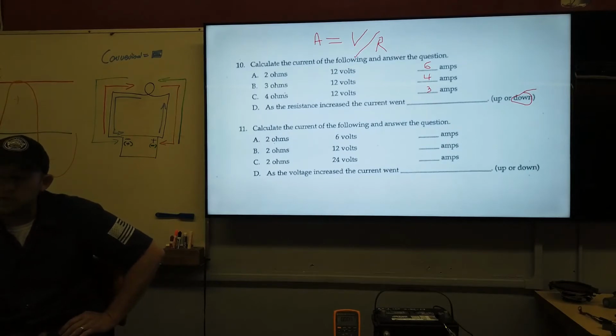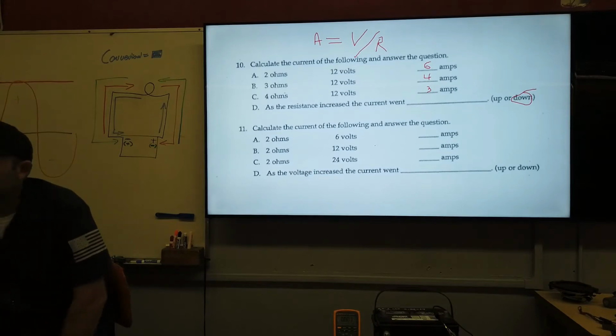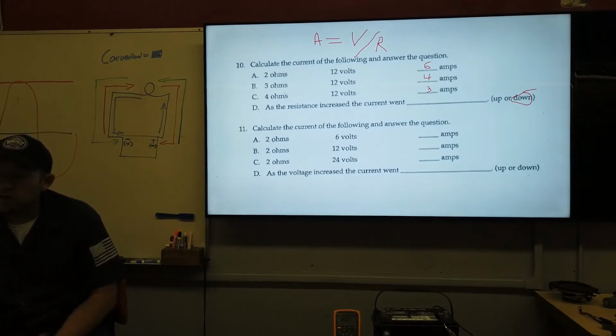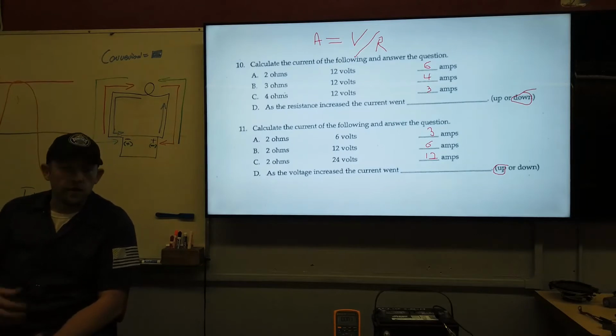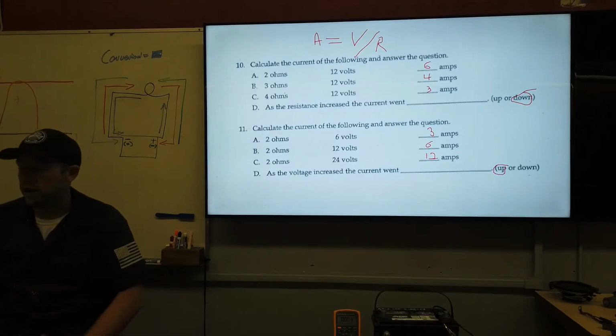Then calculate the current for the following. In this case, the resistance is staying the same and the voltage is what's changing. So 6 volts divided by 2 ohms gives us 3 amps. 12 divided by 2 gives us 6. 24 volts divided by 2 ohms gives us 12. So as the voltage increased, the current went up. Voltage is pressure. The higher the pressure you have, the more current it will push.